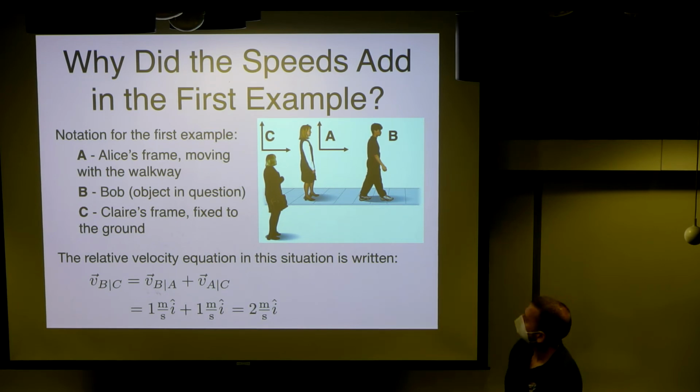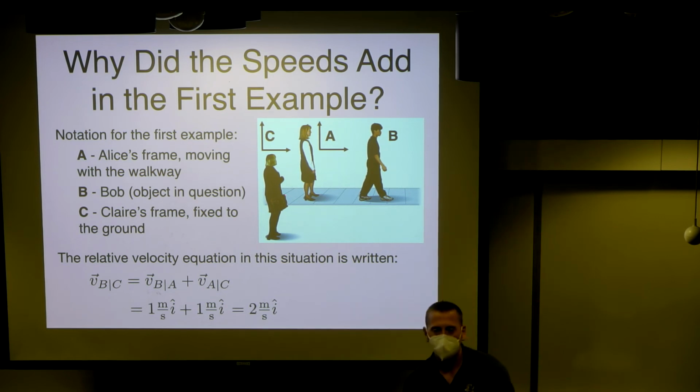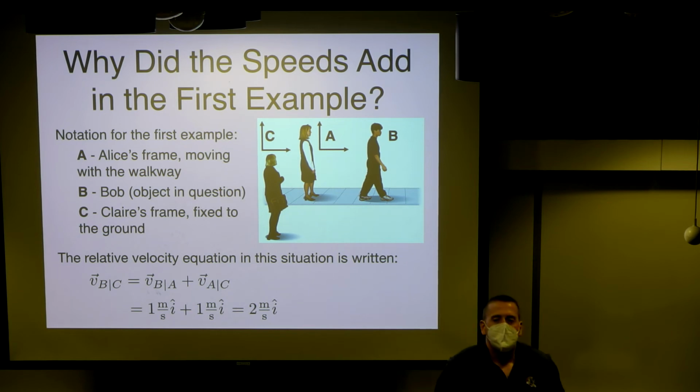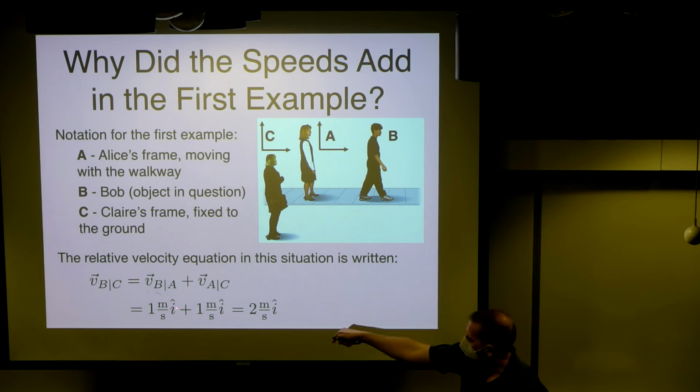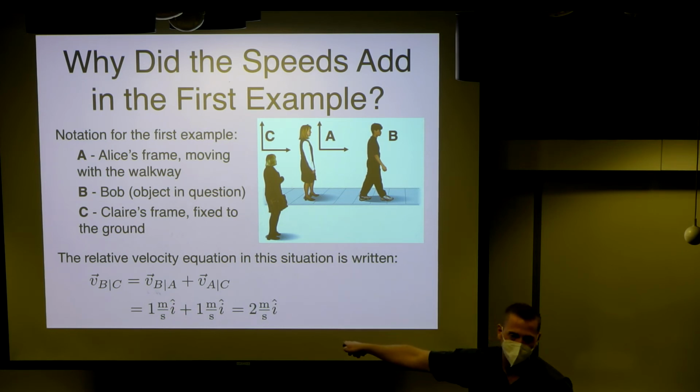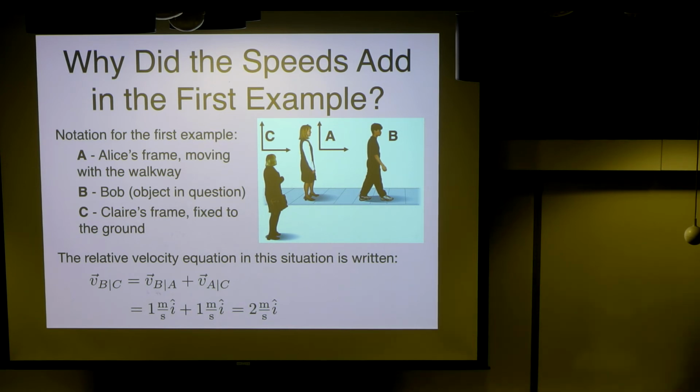All right, let me ask you this. What if Bob is walking against the walkway at the same speed? What does Claire measure in that case? So let's say Bob is walking at 1 meter per second against the motion of the walkway. Nothing. Zero, right? Because now this would be -1, and you would get 0 out. In that case, you have a treadmill. That's just what a treadmill is doing.